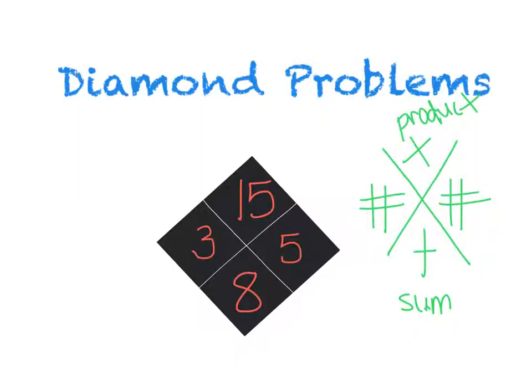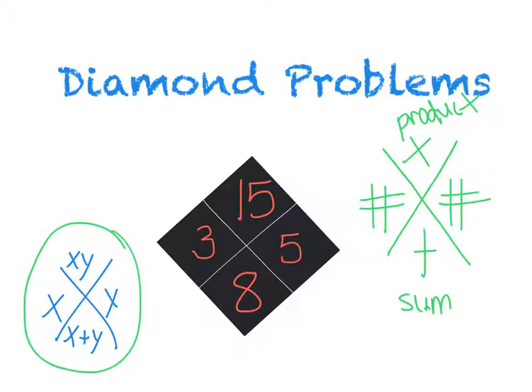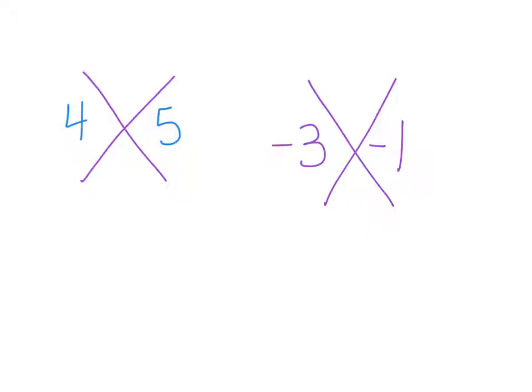One more way that you might see this written is you'll have x and y, and then the top is xy, or x times y, and the bottom is x plus y. This is the way that you'll see it written quite a bit in your textbook. So when you're given a diamond problem and you just have the 2 side numbers, they're pretty straightforward. Remember, we just multiply to get that top number and we add to get the bottom.